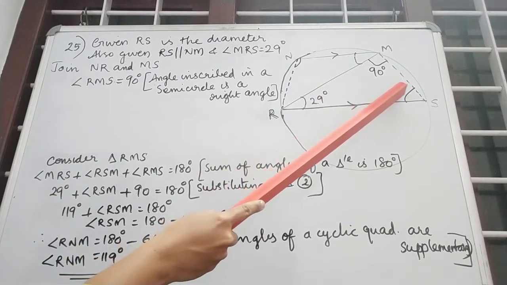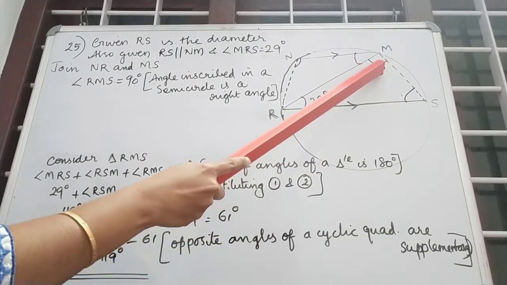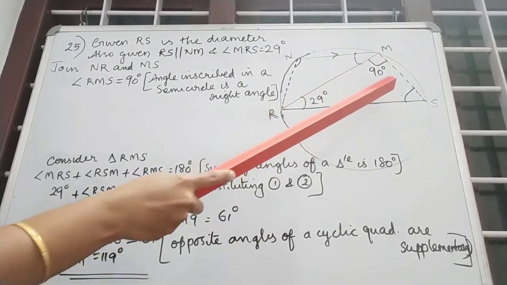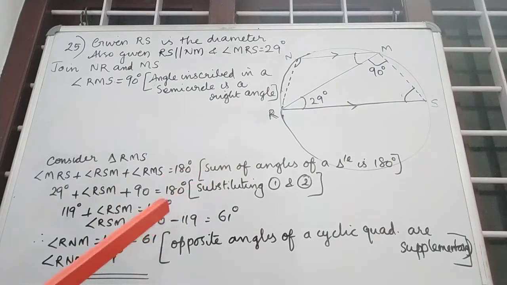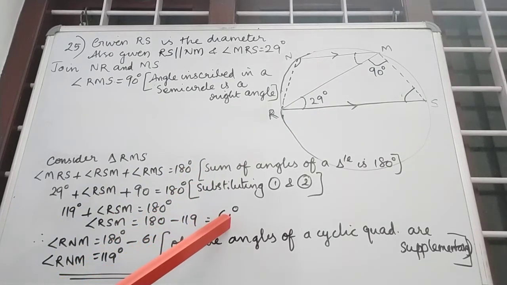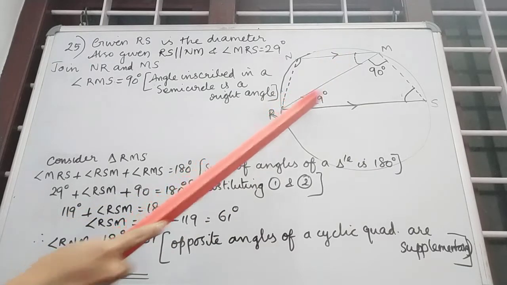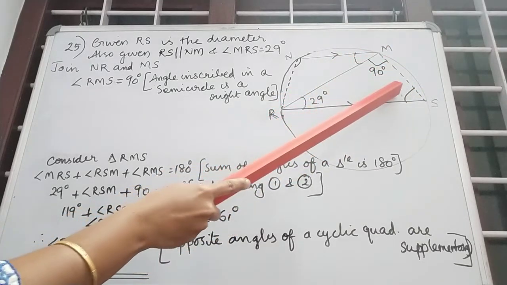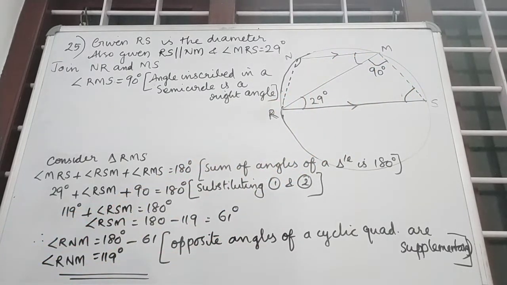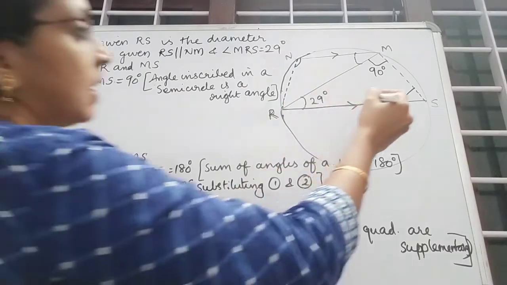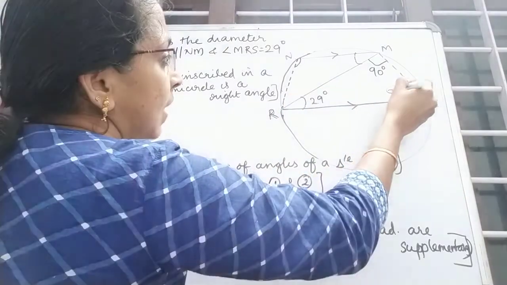So 180 minus the sum of 90 and 29, that is 180 minus 119, will be angle RSM. So that angle RSM will be 61 degree. This one is 61 degree.